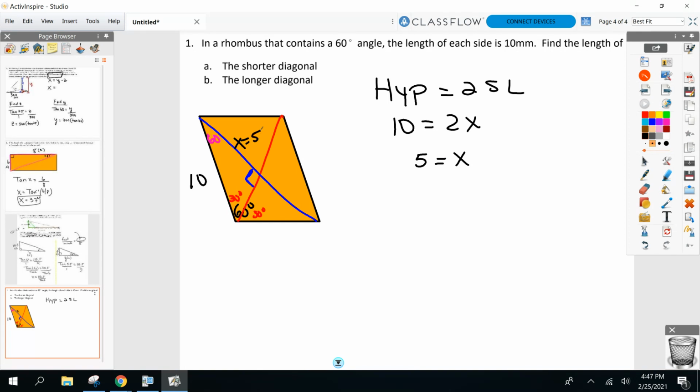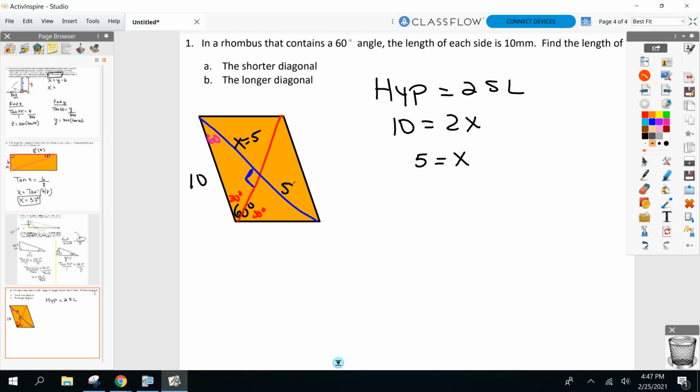What do you guys know about the diagonals of a rhombus? They bisect the angles, they're perpendicular, and they also bisect each other. So if that piece is 5, the other part of the diagonal is 5, so at least I know one diagonal is equal to 10. I don't know if that's the shorter or the longer because I got to find the other one.